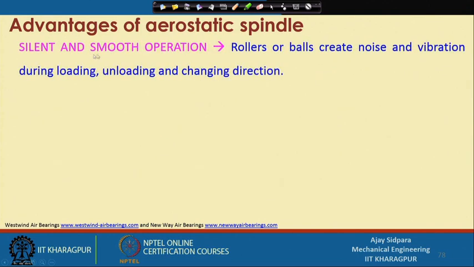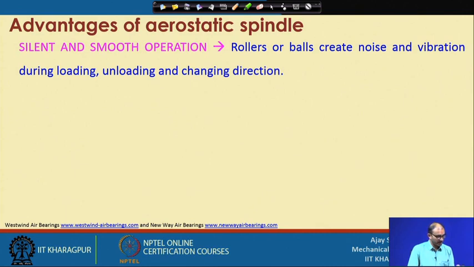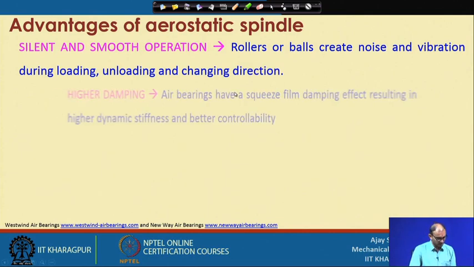Right. So, let us continue. Silent and smooth operation. Roller or ball creates noise and vibration during loading, unloading and changing directions. So, that is one of the advantages here. Noise is also sometimes not good for the operation, because if you are adding some type of sensor, echo sensor, which is based on some type of signals which are created by the noise, then it will create some type of disturbance. When you are getting a smooth motion, that is sometimes very good for the operator also, that he is not working in a noisy environment. And vibrations during loading, unloading and changing direction, every time you will get some type of noise and vibration if you are using roller and ball type bearings.